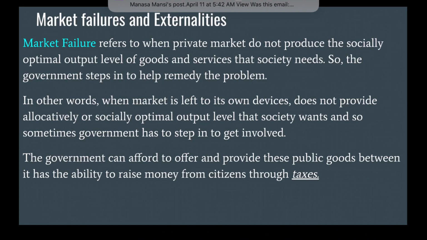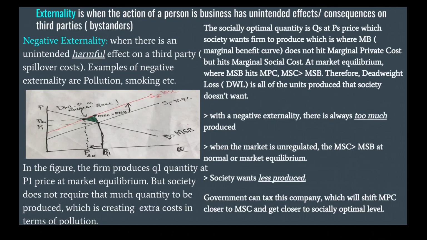The government can afford and provide these public goods. It has the ability to raise money from citizens through taxes. An externality is when the action of a person or business has unintended effects or consequences on a third party.